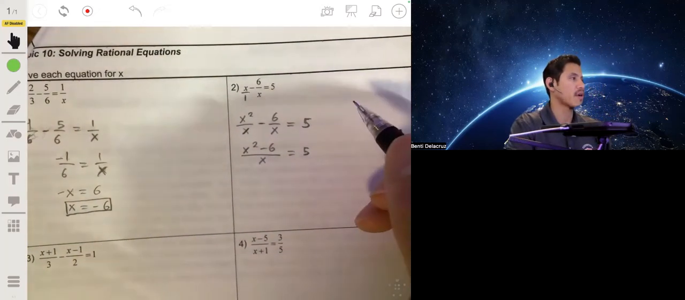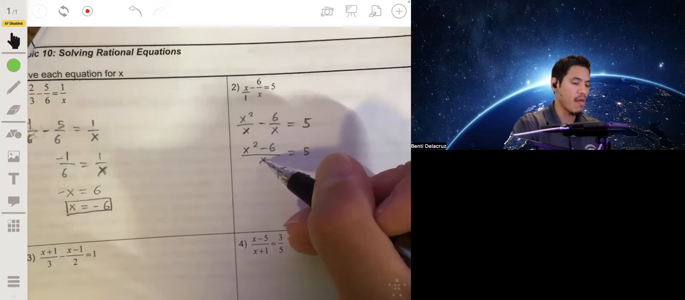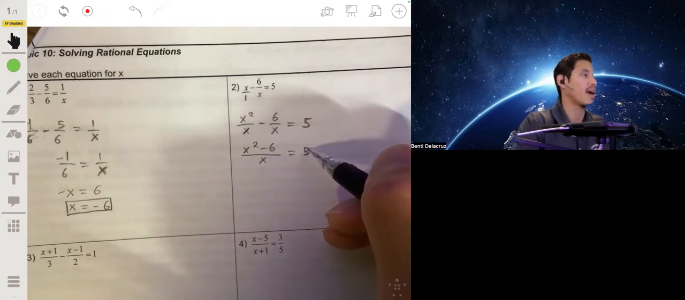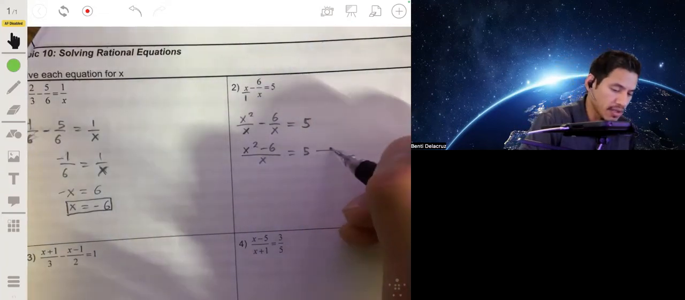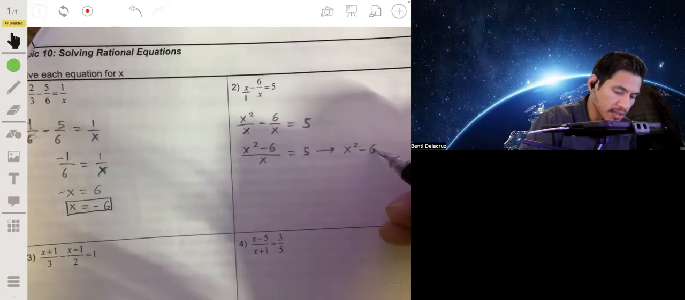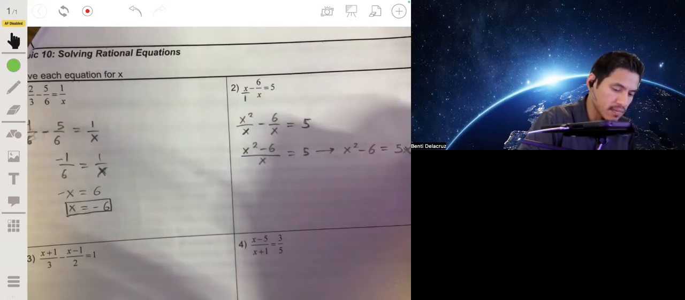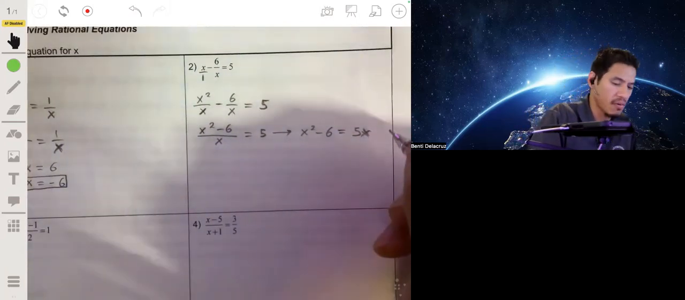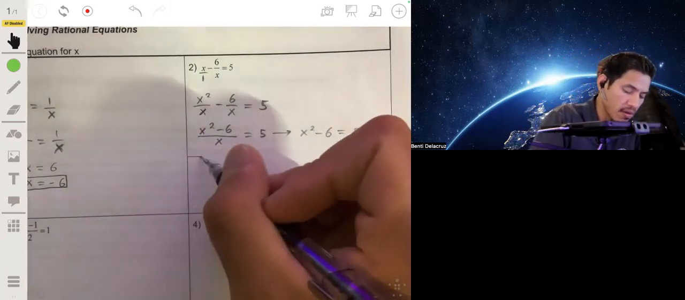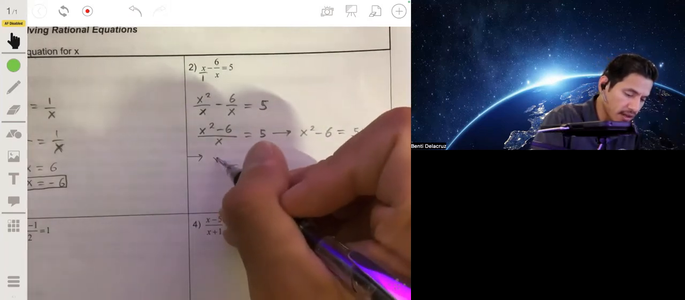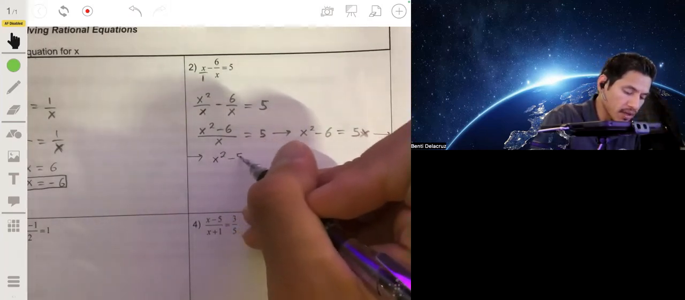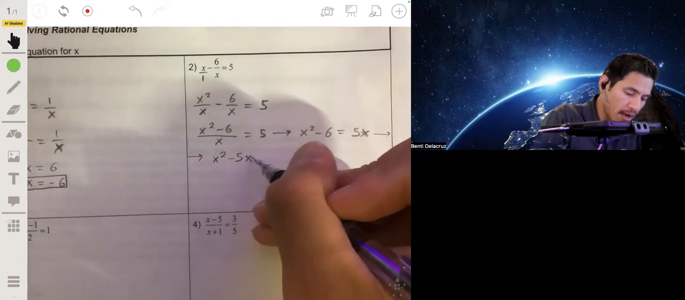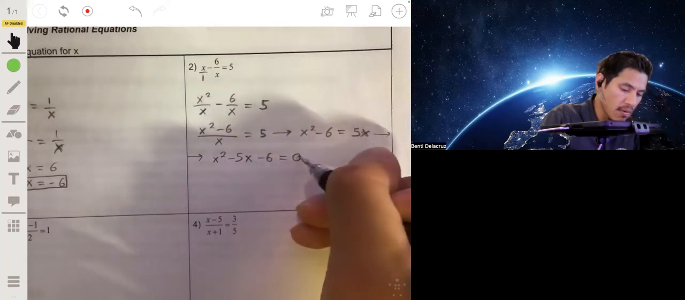And then from here, we can eliminate this denominator by multiplying the 5 by x. So then you'll get x squared minus 6 equals 5x. And then from here, we have a quadratic, and we're going to solve for x in this quadratic. So we'll take away 5x from both sides. We'll get x squared minus 5x minus 6 equals 0.